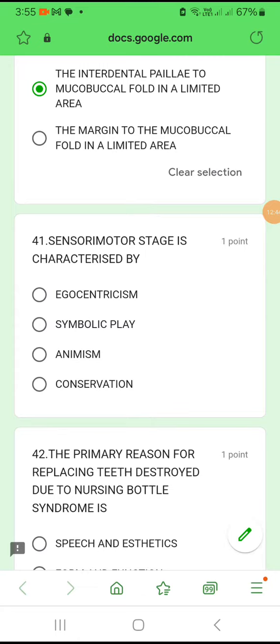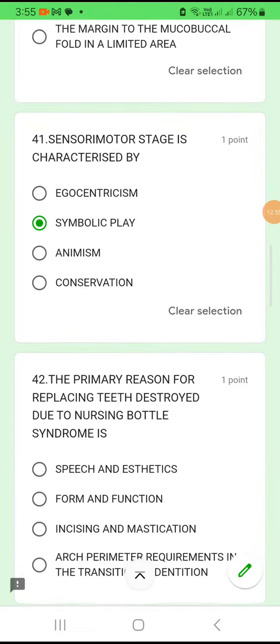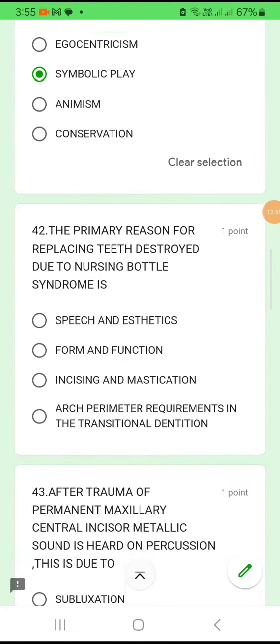Sensory motor stage is characterized by what? You have the child will have egocentrism or symbolic play, animism or conservation. The child will always have a symbolic play in sensory motor stage. Okay, option B. Question number 42.